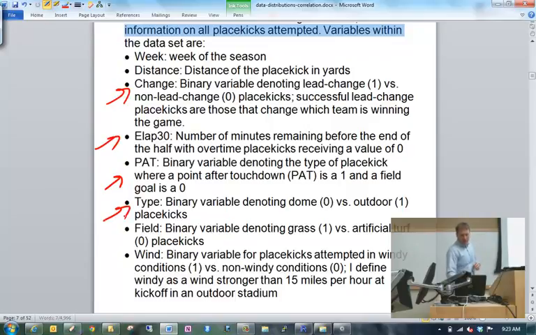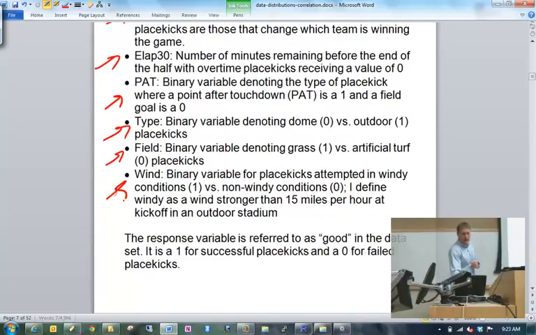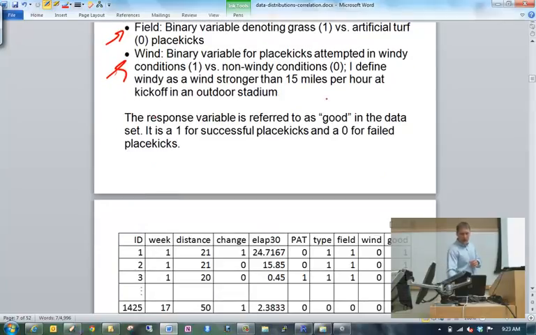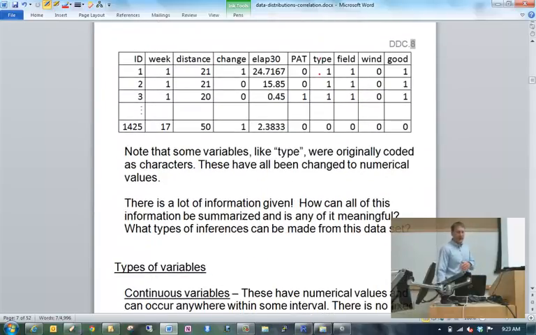Was the place kick attempted in a dome stadium or outdoor stadium? Was it a grass or artificial turf field? And was it windy or not when the place kick was attempted? My response variable is going to be called good, which basically was equal to a 1 if the place kick was a success, 0 for a failure. And so this is what the data set that we will first be looking at looks like. This is actually about 80% of the observations that I collected.